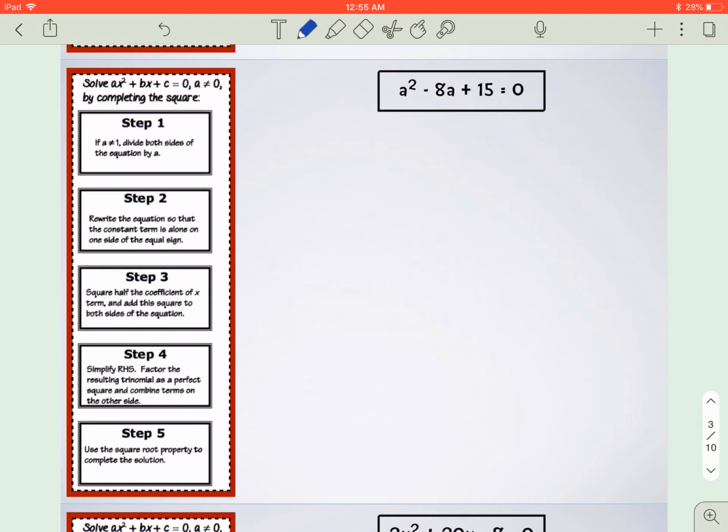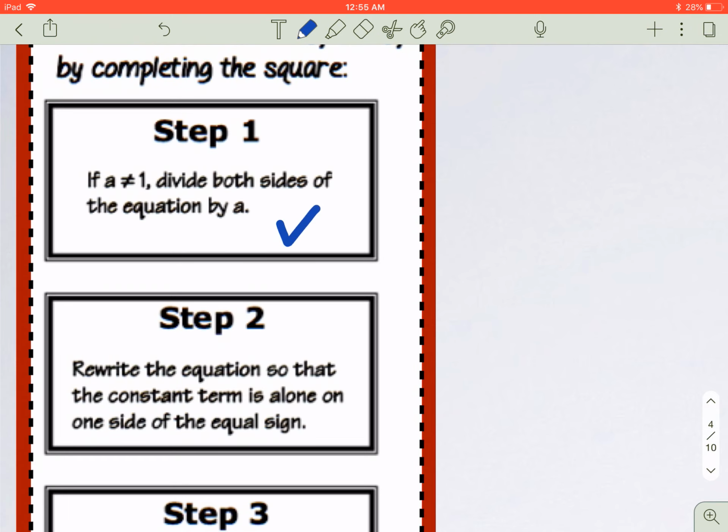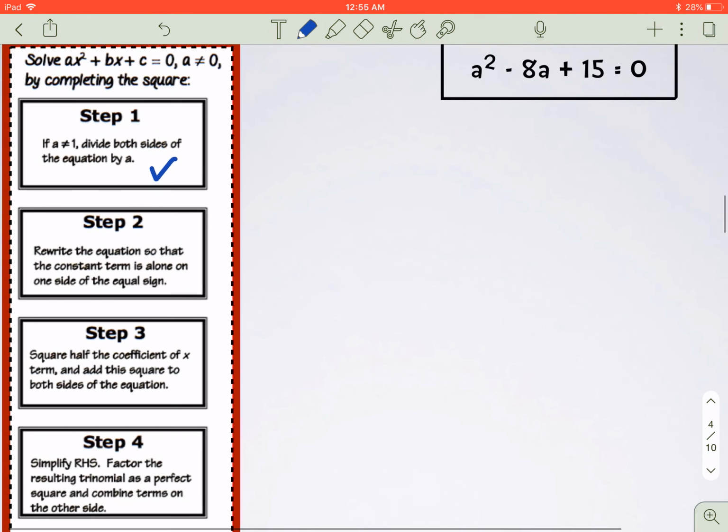Hey guys, once again, time for example 3 of completing the square. This time I have a squared minus 8a plus 15 equals 0. My a term does equal 1, so step 1 we're still good. A does equal 1. Step 2 says rewrite the equation so that the constant term is alone on one side of the equal sign. That is currently not the case.